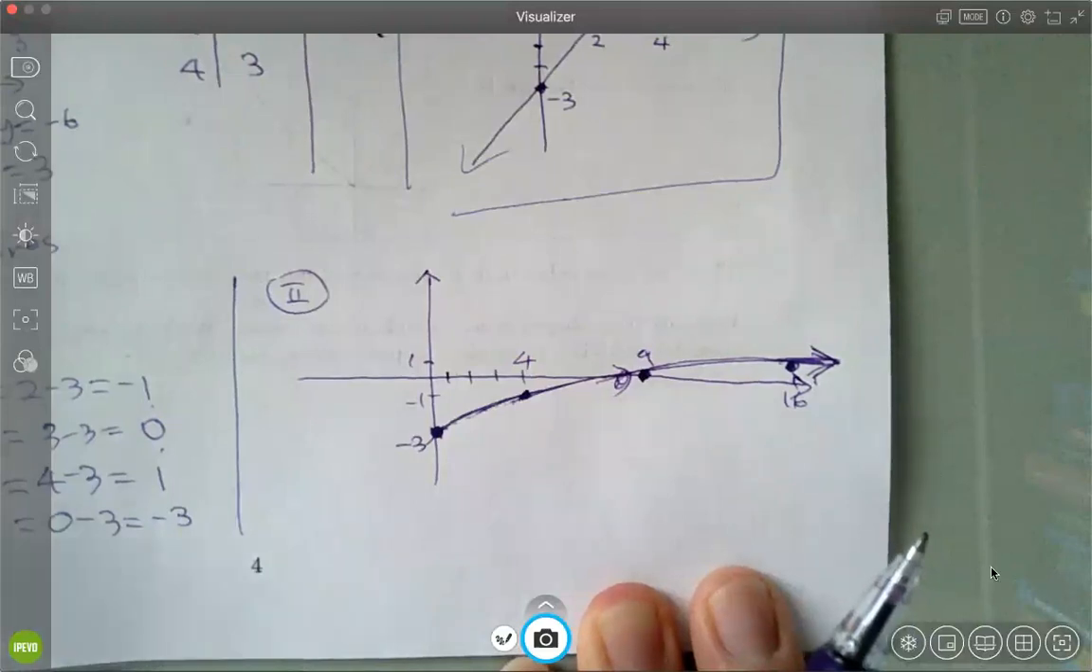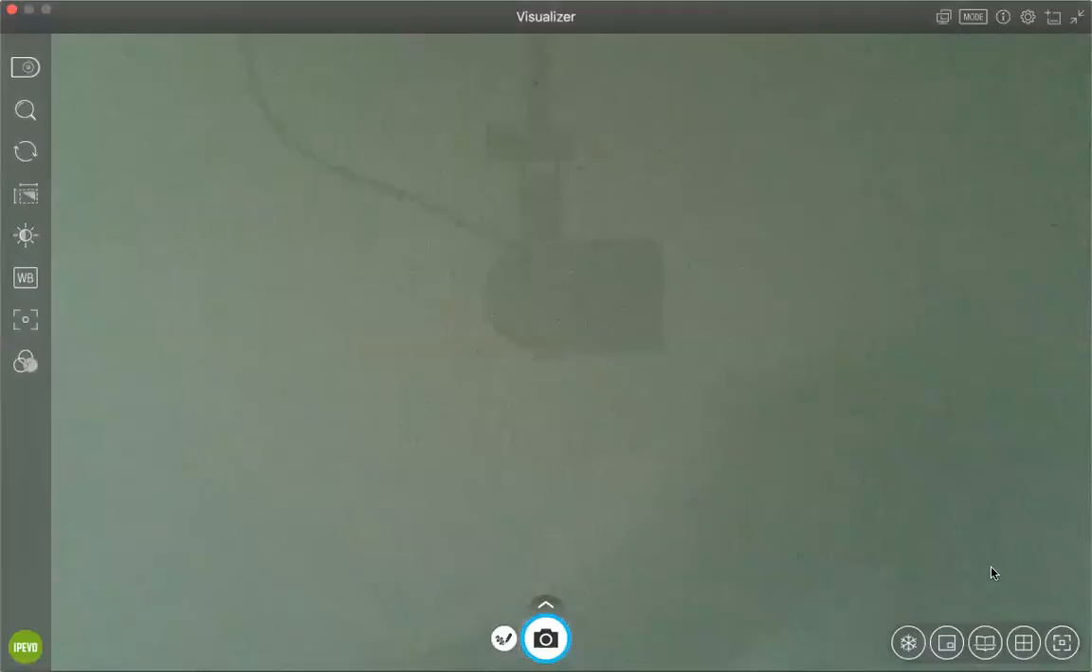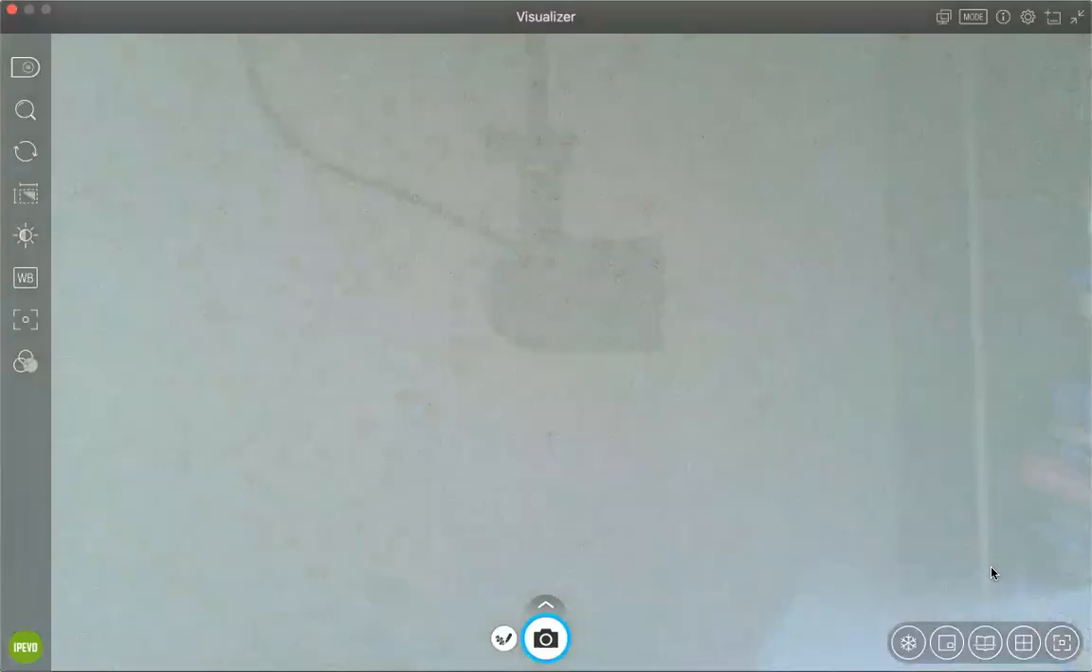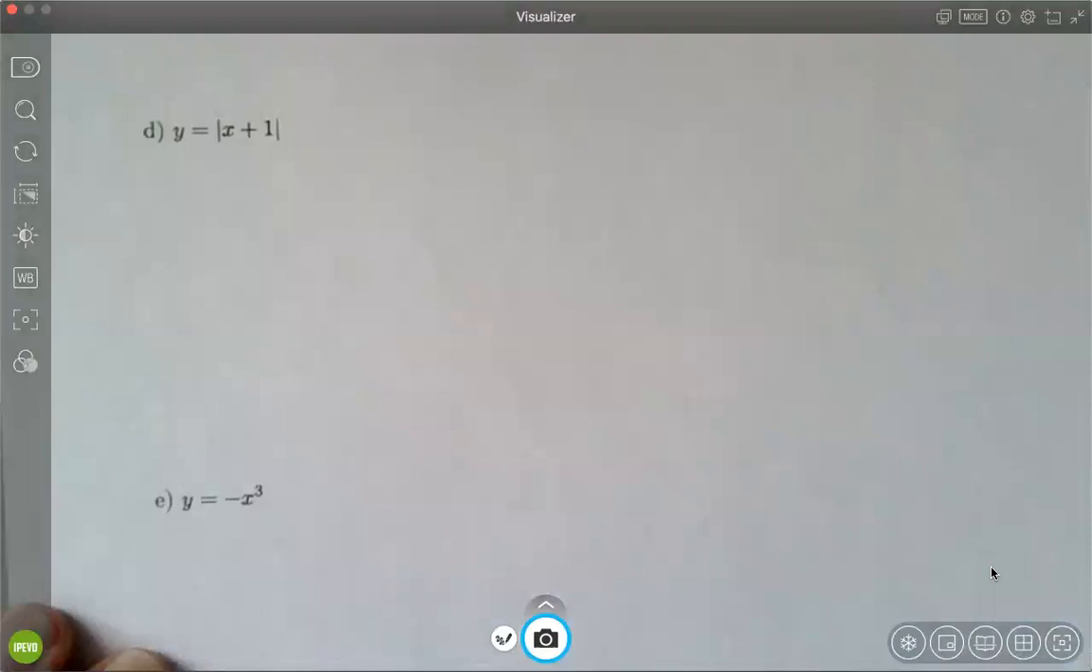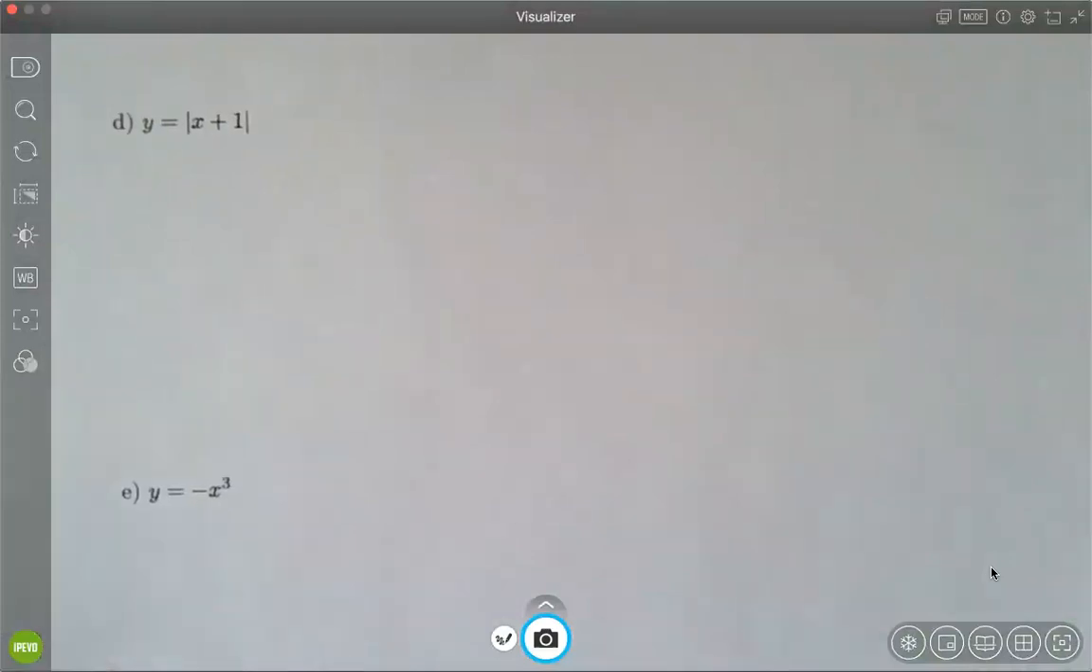Okay, so that's C and then D. Okay, so now y equals, okay, that bar thing. Now what does that bar thing mean? The bar thing is what? Absolute value, right? Now yesterday we saw the absolute value of x graph, right? Not x plus 1, right? And do you remember how the graph was like?